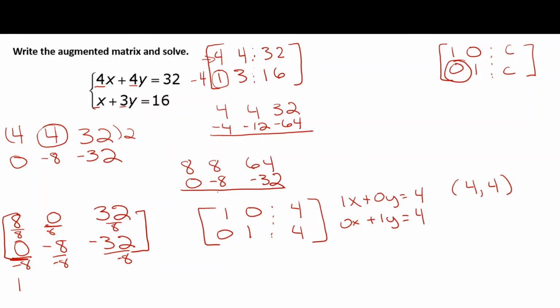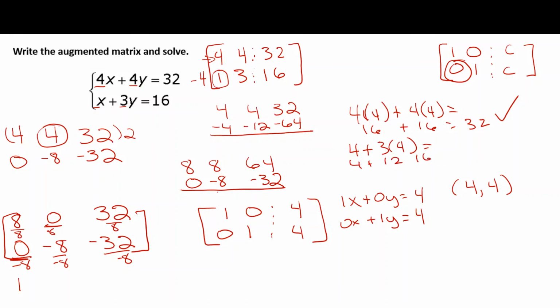Now we always need to go back and check our work to make sure that we did it right. So let's use our first equation. 4 times 4 plus 4 times 4 equals, that's 16 plus 16 equals 32. So that one is correct. So next we have 4 plus 3 times 4, and 4 plus 12 equals 16, and that is correct also. So our solution set is (4, 4).